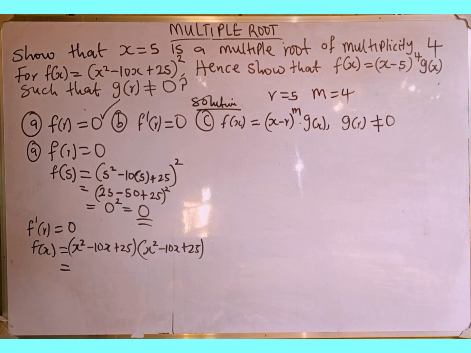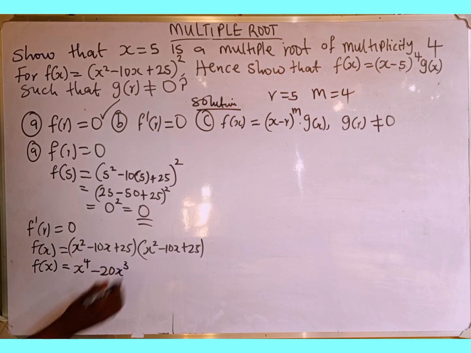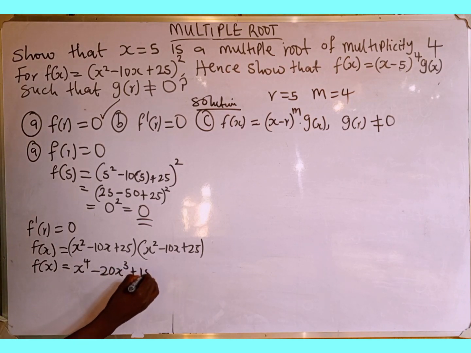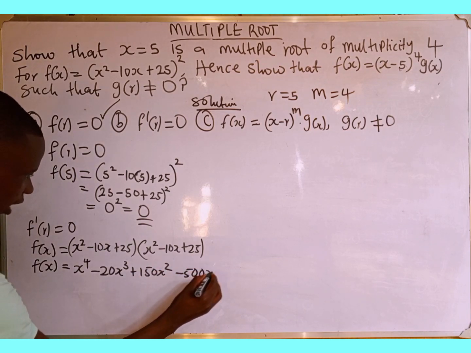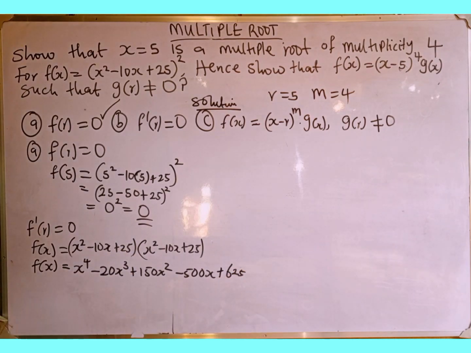So if you expand this function, we are going to have x power 4, then minus 20x cubed, then plus 150x squared, then minus 500x, then plus 625. So if you expand this function, we arrive at this. Now the next thing we are going to remember, we are looking for f prime. Our focus is to look for the first derivative of this function. Now we're going to have f prime of x, which is equal to the derivative of x to the power 4, is going to give us what?